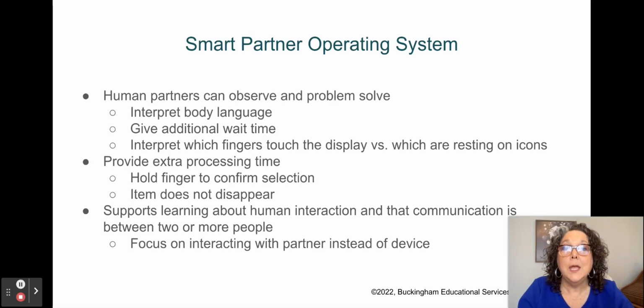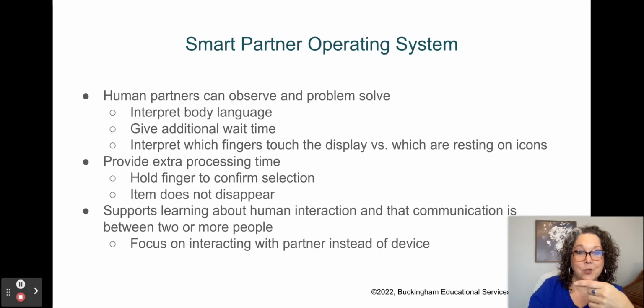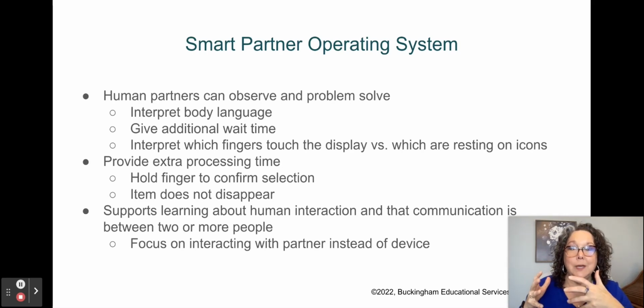It also allows you to see if the student is doing direct selection, which finger actually is touching the display and which is resting on an icon. I can't tell you how many times I had a student kind of miss hit because as they were pointing, their finger went onto the item they wanted, but their knuckles or their palm landed on another cell and activated that cell. By having an adult or even another student indicate the choice because they're watching and observing, it is going to allow you to avoid those mishits.